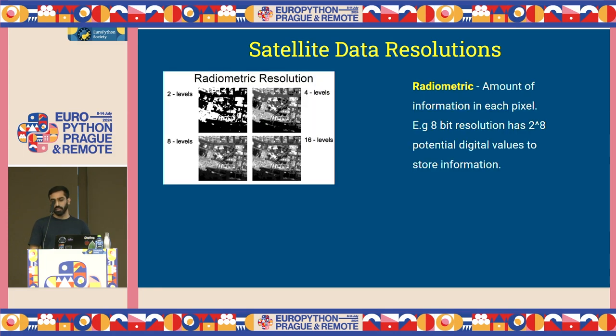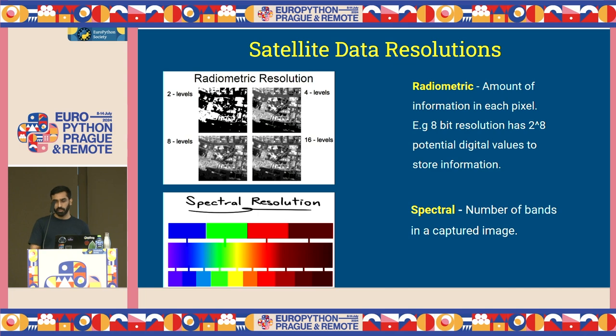So we have mainly four types of resolution. First is radiometric resolution, which is the amount of information inside each pixel. The information can range from 0 to 256, or it can be from 0 to 1. Here you see we have a binary image, so pixels are either uniformly black or uniformly white, so it has a value of either 0 or 1, and here we have different shades of black.